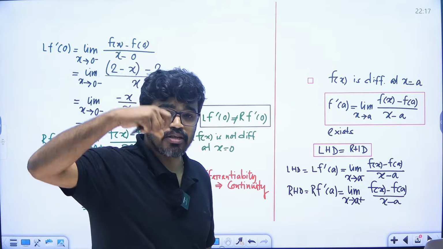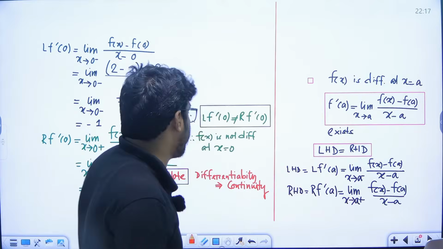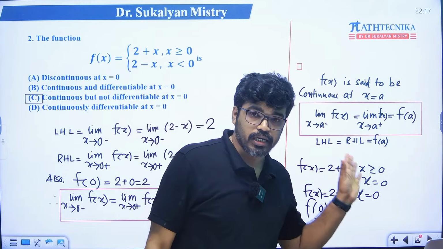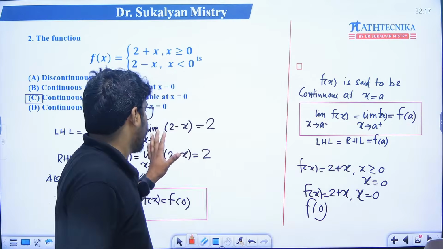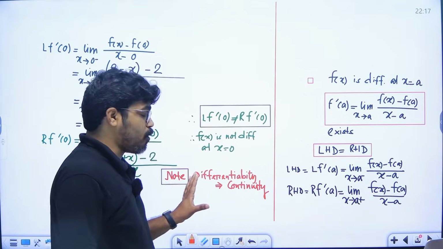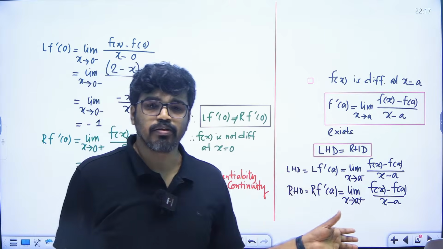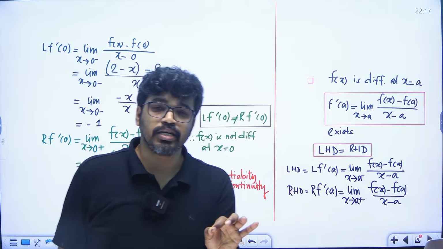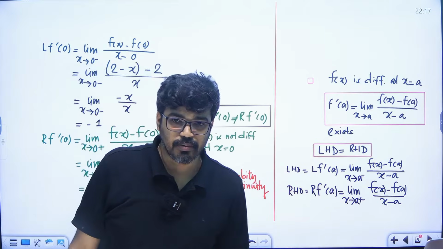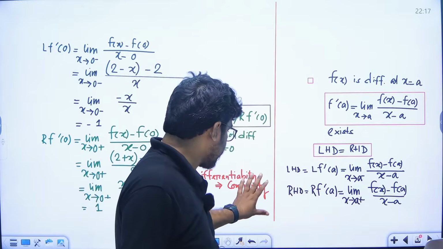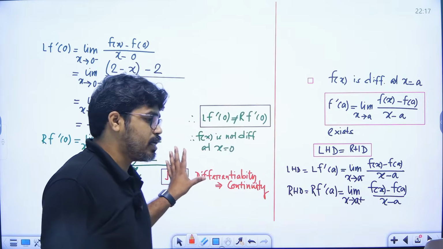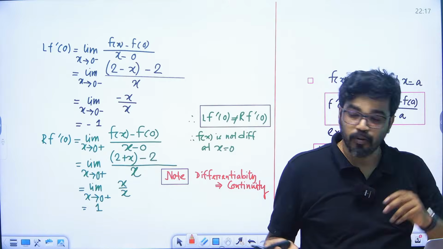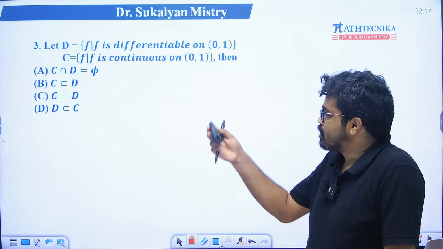If a function is continuous, it may not be differentiable. For example, see this example, this is continuous but not differentiable. So it is a very important note: every differentiable function must be continuous, but continuity does not imply differentiability. Is it clear? So it is very important. Okay, so see this problem.